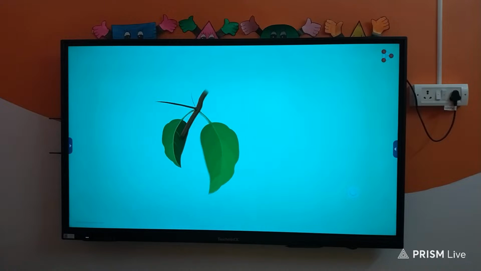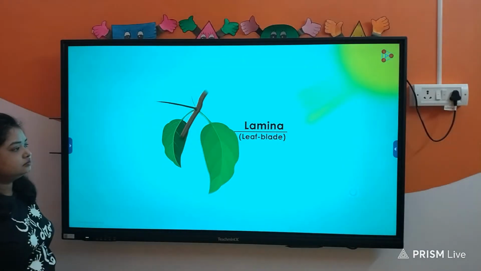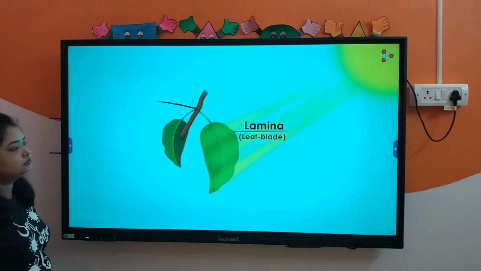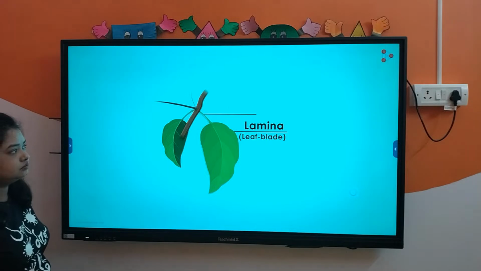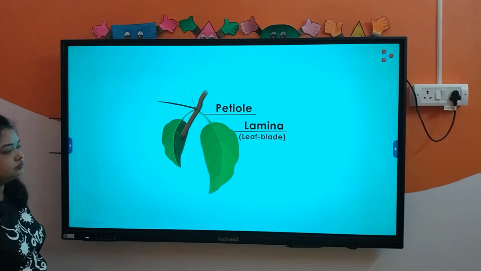Let us now focus on the structure of a typical leaf. The flat and broad green-colored part of the leaf is called the leaf blade or lamina. This part of the leaf is generally exposed to sunlight as it performs photosynthesis. The leaf is attached to the stem by a short stalk called the petiole.